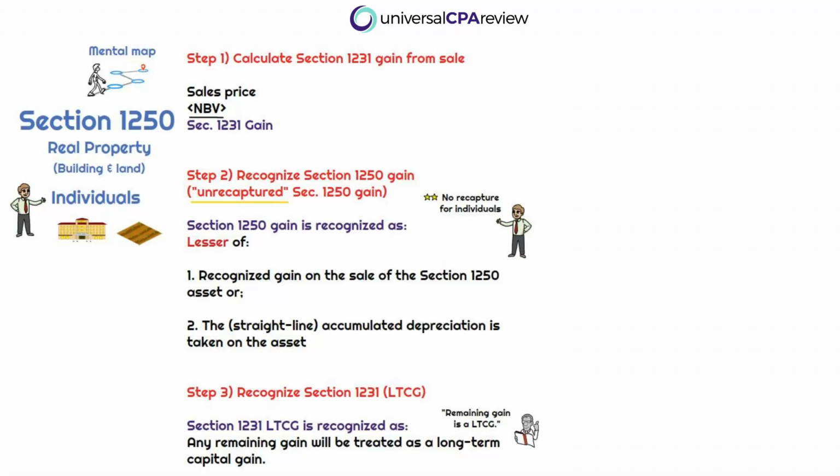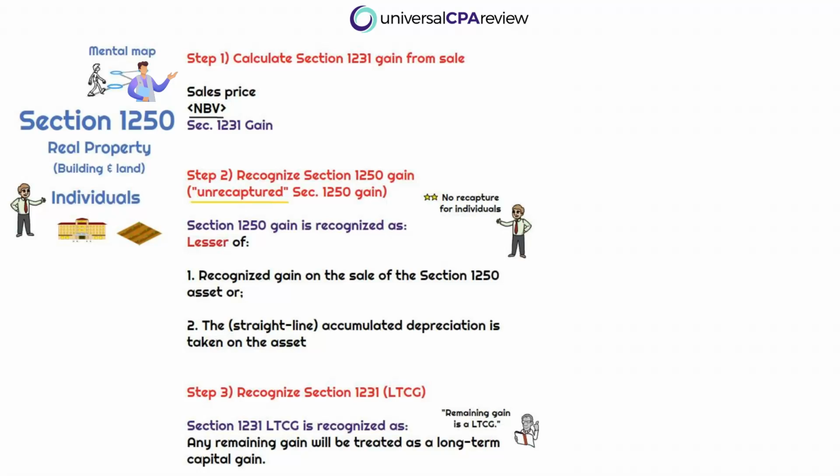Okay, so pulling out that mental map for the calculation type questions that we might see. And this one is going to be a little bit different from what we needed to know for Section 1245 and Section 1250 for corporations. Okay, so in step 1, we're going to be calculating the Section 1231 gain. So what does that mean? Well, thinking back on Section 1231 gains, we know that any gains that are classified as Section 1231 is good for the taxpayer. So why is that? Because Section 1231 gains will be taxed at the lower long-term capital gain rates, not ordinary income rates.